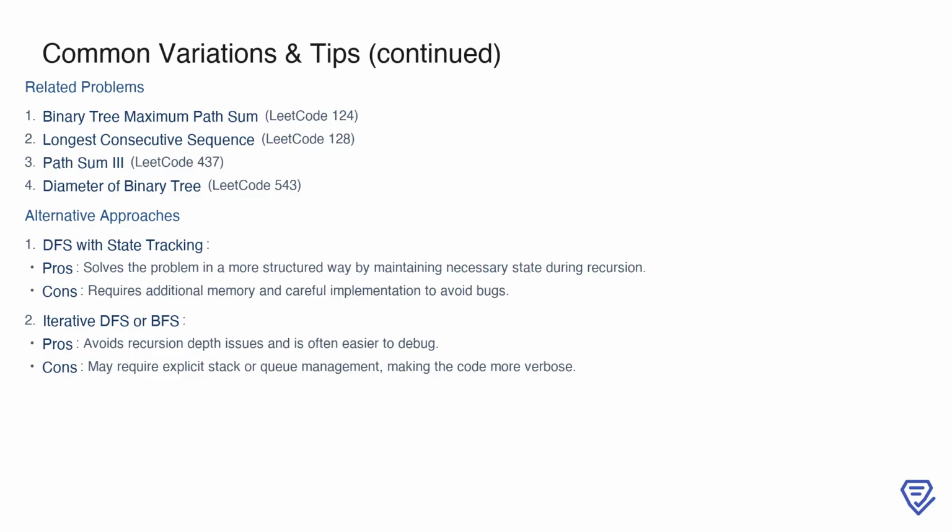When it comes to approaches, using depth-first search with state tracking is often a structured way to solve these problems. By maintaining state during recursion, you can handle a variety of conditions effectively, though this approach may require extra memory and careful implementation to avoid bugs. Alternatively, iterative DFS or BFS can help avoid issues like excessive recursion depth and are sometimes easier to debug, but they come with trade-offs, such as requiring explicit stack or queue management, which can make the code more verbose.